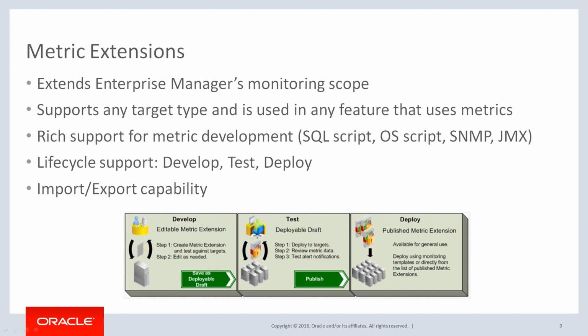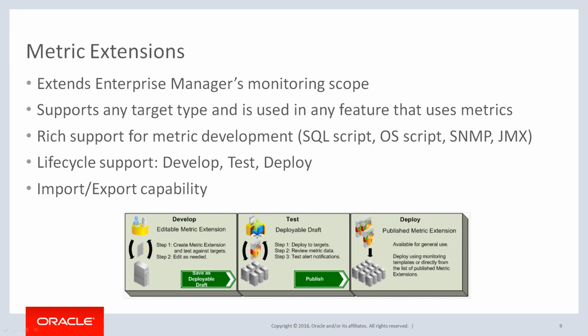Metric extensions allow you to extend your monitoring scope because you can create your own metrics to suit your needs. With the new metrics defined, you can set up warning and critical thresholds to be alerted on and take advantage of EM's out-of-the-box capabilities, such as historical trending and reporting.